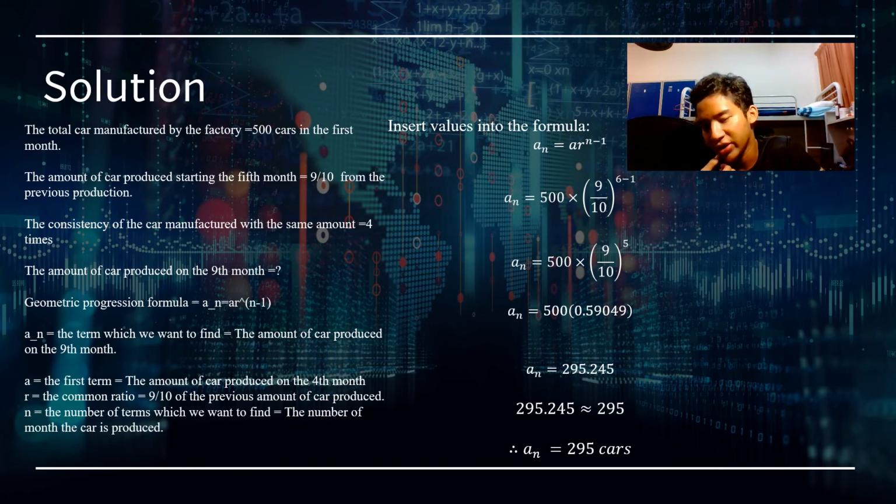Since the value that we find here is a number of cars, we can assume that 295.245 is close to 295. So we can assume that the total number of cars produced is 295 cars in the 9th month. That's all from me. Thank you.